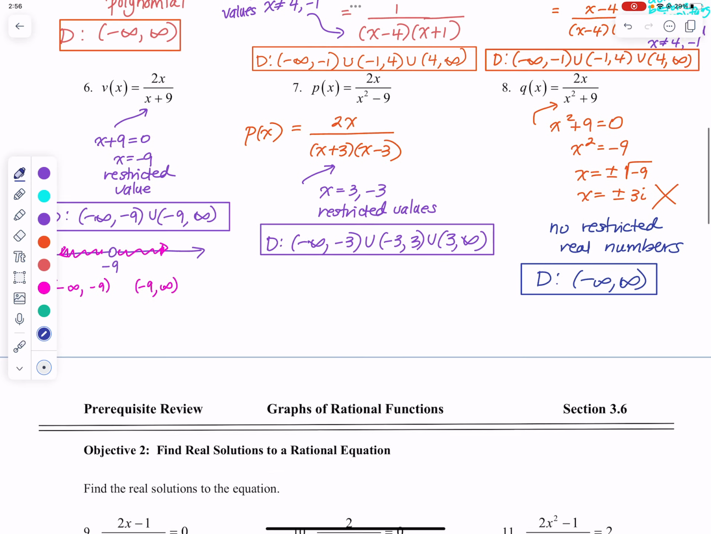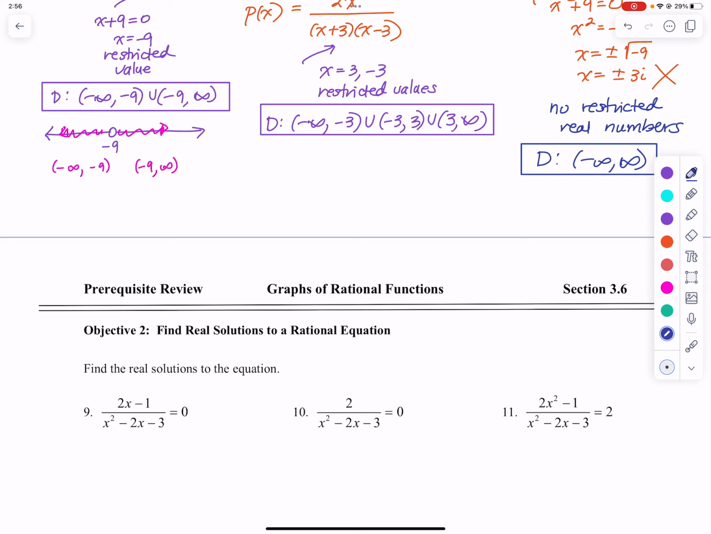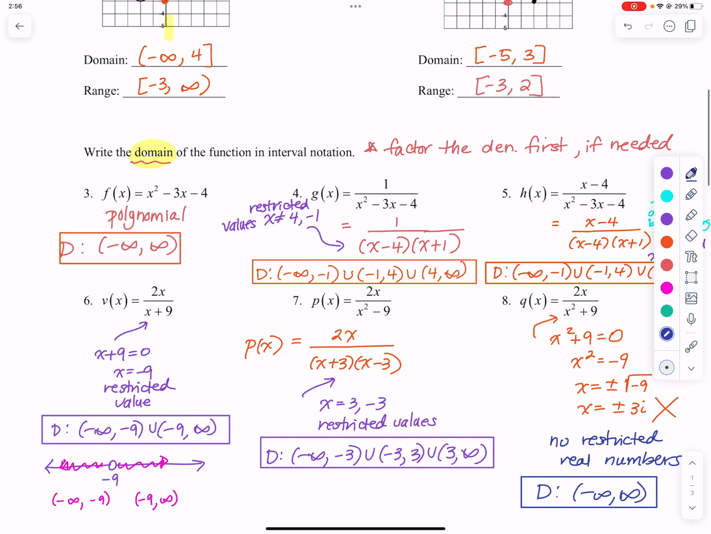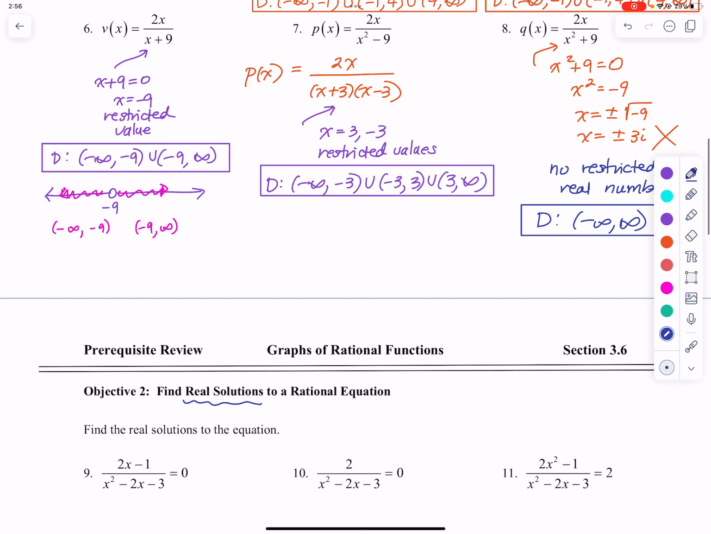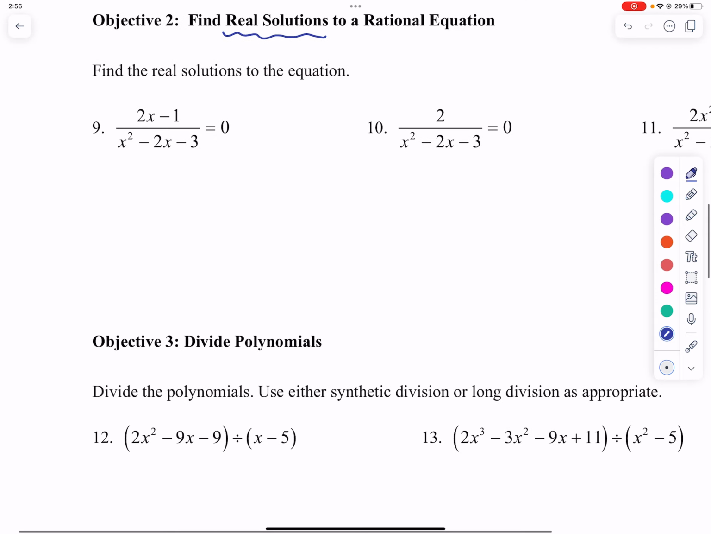Okay. Now we are actually going to be solving rational equations, finding the real solutions to these equations. And remember, the domain is going to be the real numbers. Okay, so looking at number 9, we want to find the real solutions to this equation.